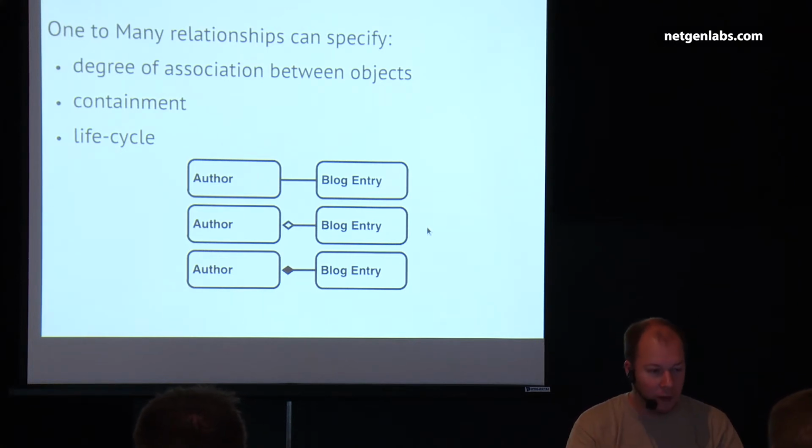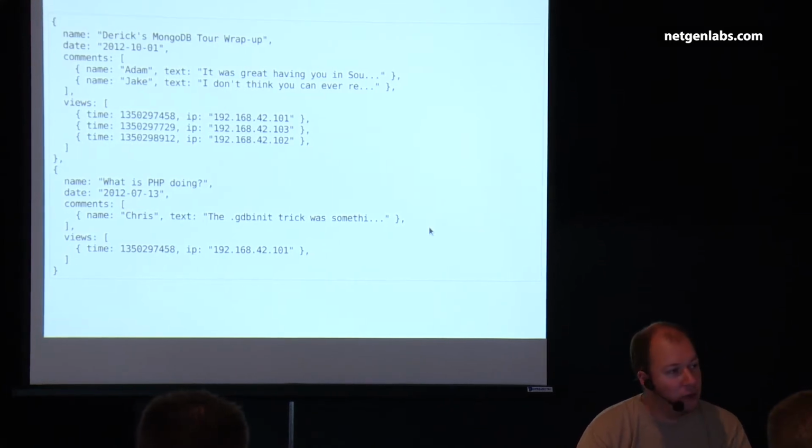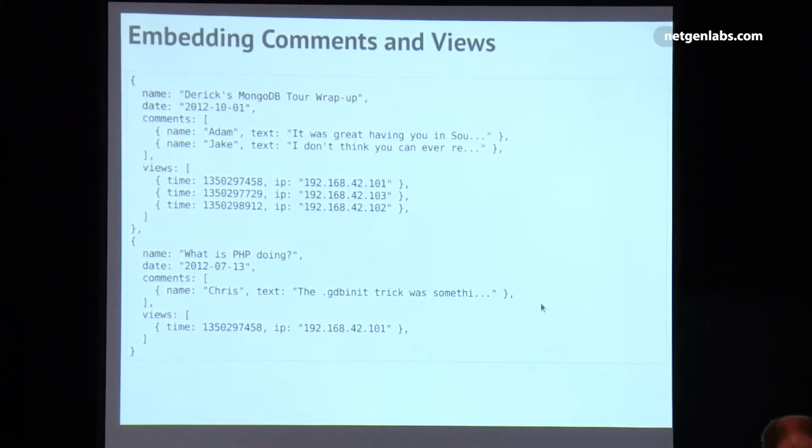All right, so different relations you can store in different ways. You have one-to-many relations, which is a very common thing to do. So let me just show you an example. Here I have an example of how I could store, again, blog entries. So I have the name, that's the subject, there's a date, there's a bunch of comments, there's a bunch of views.